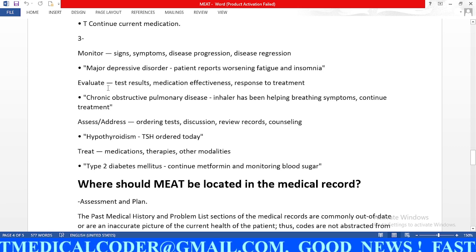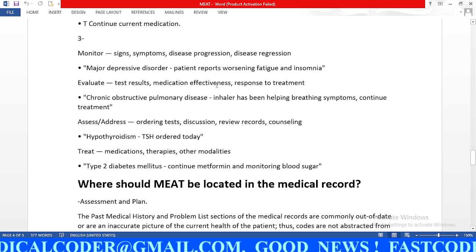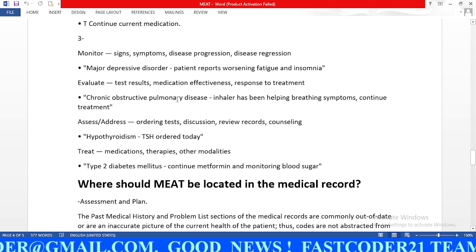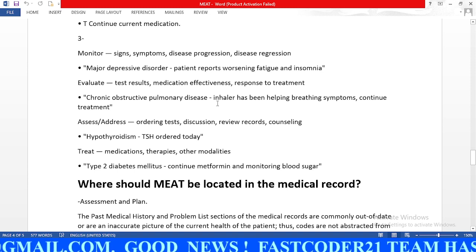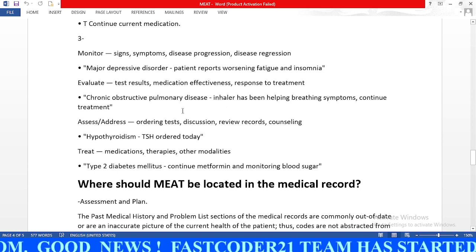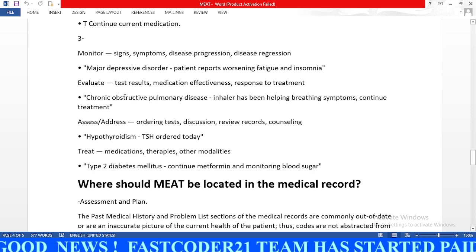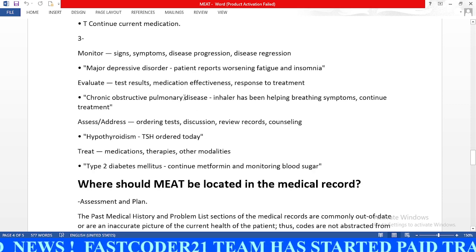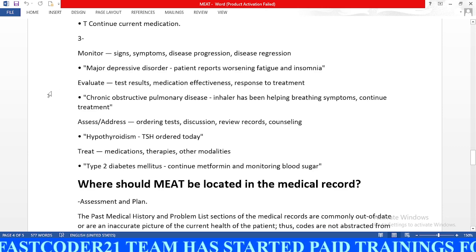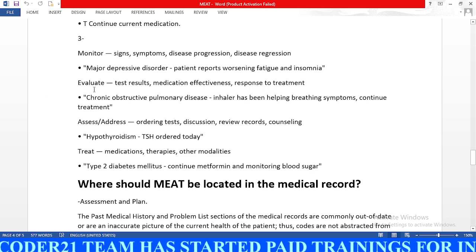So next one is evaluate: test results, medication effectiveness, response to treatment. So here the patient has chronic obstructive pulmonary disease. Inhaler has been helping breathing symptoms, continue treatment. So here the physician has mentioned the patient is responding to the current treatment, which will come under the evaluate section of MEAT.